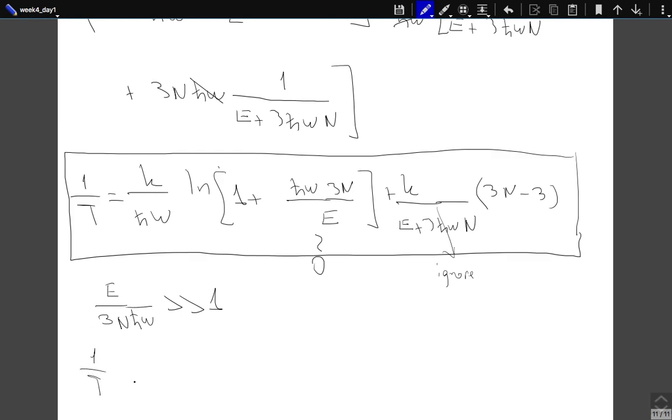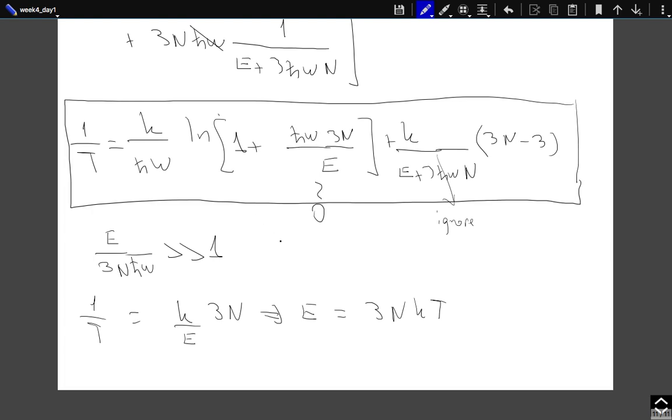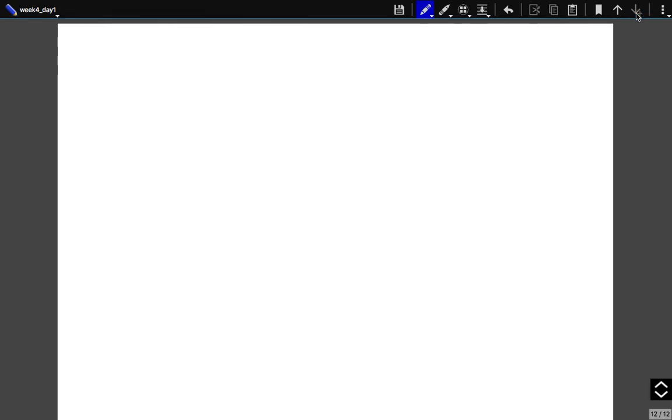So the inverse temperature, well, if this is 0, logarithm of 1 is 0, and here we have K over E times, well, let's just ignore this 3 compared to 3n. 3n is huge. E is equal to 3n kT. Or let's write it in a slightly different form, 3n times 2 times kT over 2. This is the energy of a classical system of harmonic oscillators. Well, the reason why I wrote it in this form is this is an example of what's called the equipartition theorem.